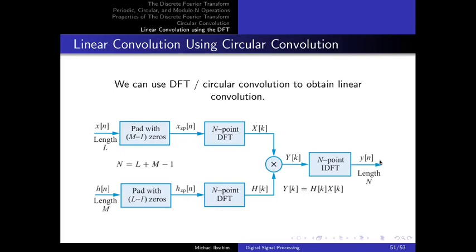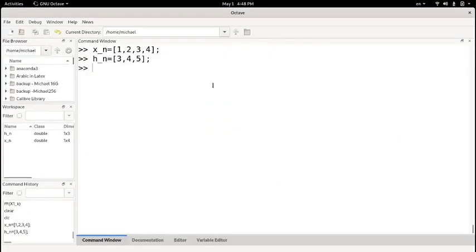In order to understand this, let's move to MATLAB and see how it goes. Over here we define the sequence x of n as 1, 2, 3, 4 and h of n as 3, 4, 5, and let's say we want to do linear convolution. There is a command called conv, so conv(xn, hn) will give us the linear convolution. Now let's say we want to do it using the FFT. The length of the sequence x of n is 4 and the length of the sequence h of n is 3. So we need to do zero padding such that the length becomes 4 plus 3 minus 1, L plus M minus 1. So 4 plus 3 minus 1 is 6.